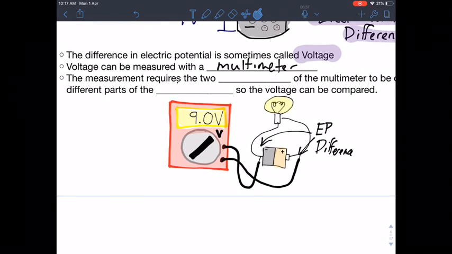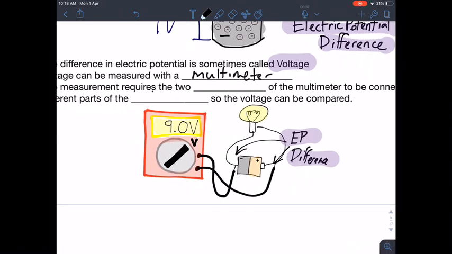In order to measure electric potential difference, we need to compare an area of low electric potential to an area of high electric potential. And so the multimeter has 2 cables that come out of it, and those 2 cables have to touch the circuit, this is the electric circuit right here, in 2 different spots in order to compare the electric potential difference.